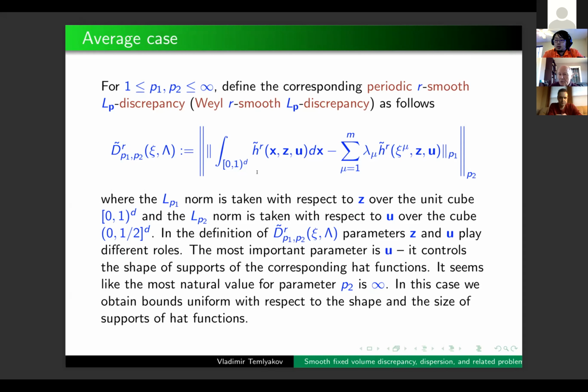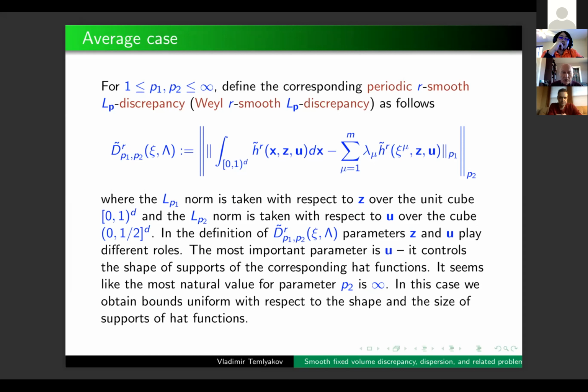What is that? The same logic which we already discussed. First, we take the norm L^{p1}, and this norm is taken with respect to Z. And then we take the norm L^{p2} with respect to U. So we have two important parameters which play different roles. Z is just a shift, and U controls the size and the shape of those supports. So clearly U is, in a sense, the more important parameter.